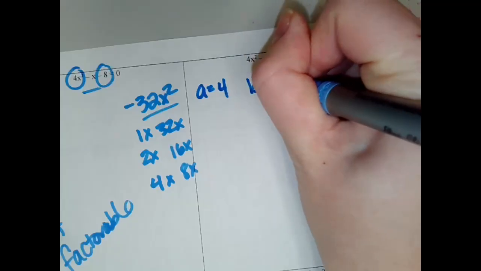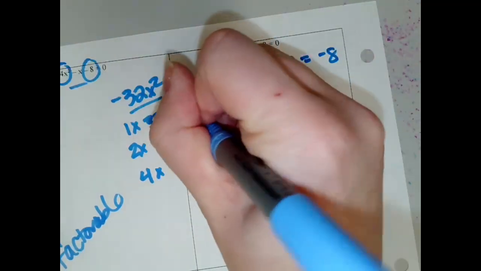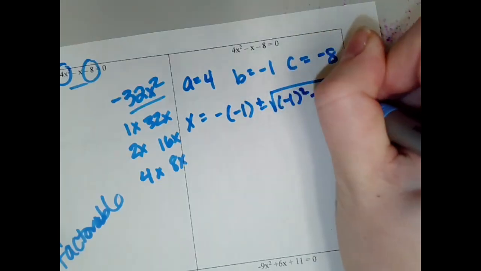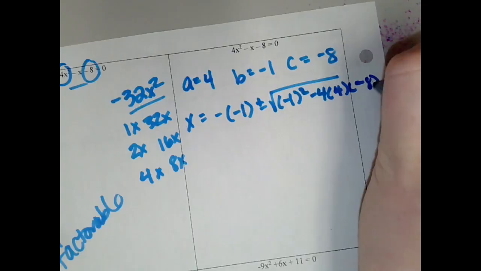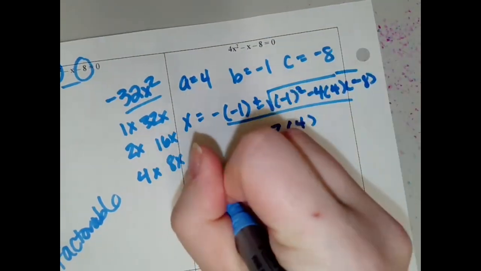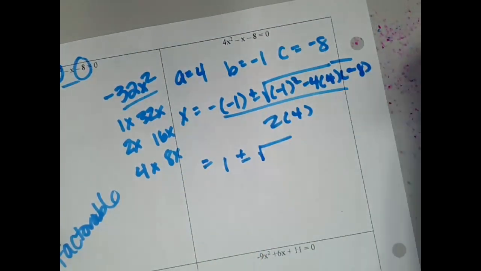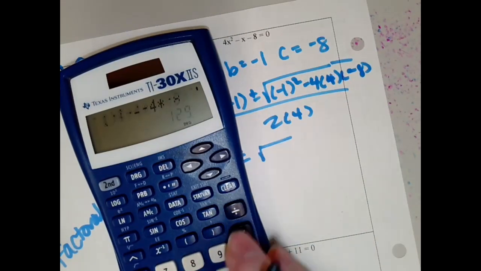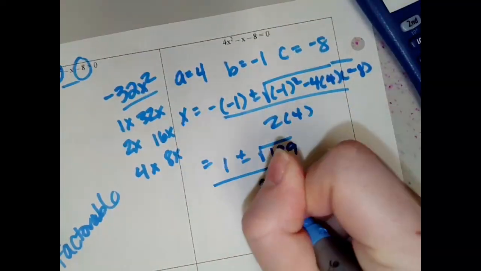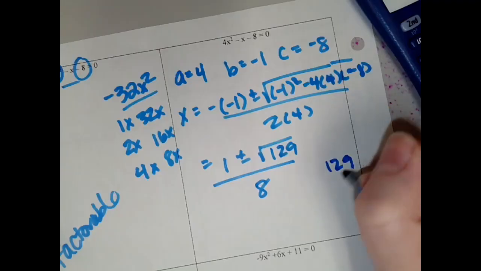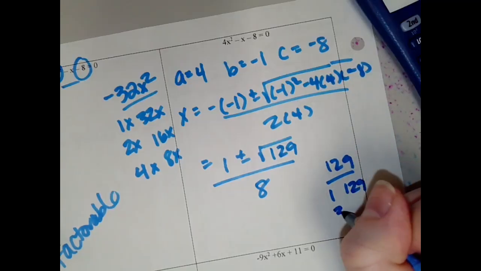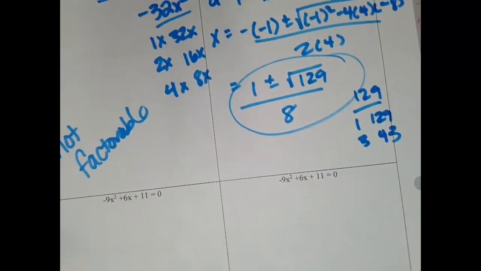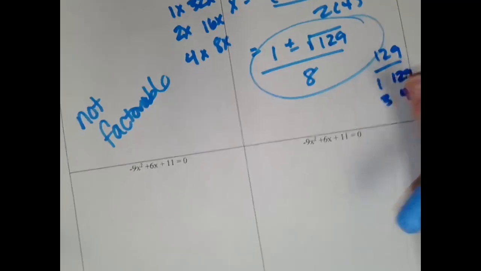So a is 4, b is negative 1, c is negative 8. Let's plug it in. x equals negative b plus or minus the square root of b squared minus 4ac, all over 2 times a. Two negatives make a positive 1 plus or minus the square root of negative 1 squared minus 4 times 4 times negative 8, which gives me 129, all over 8. 129 has the factors 1, 129, 3, and 43. No perfect squares other than 1, so that's the answer. Not a super nice answer, but it's an answer.